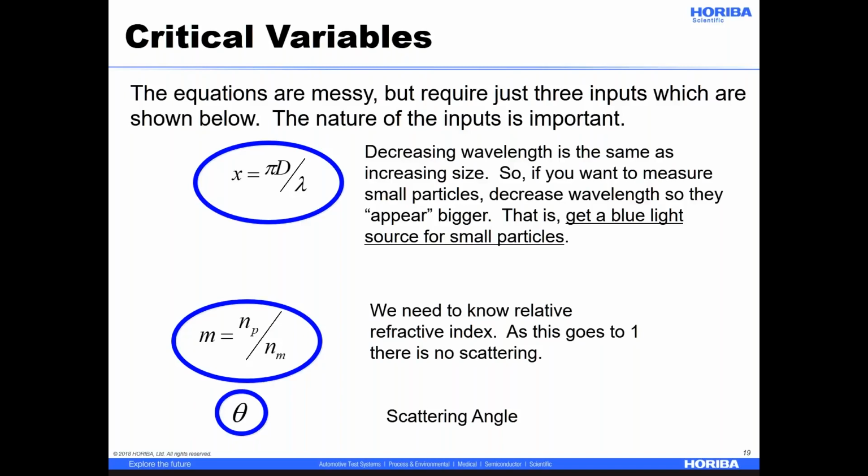As this goes to 1, the scattering declines to 0. So if you have something like glass particles in toluene, the refractive index of both is just about 1.5, and you have very, very weak or no scattering signal. And then as that ratio gets larger, you get stronger signals. And then finally, you have scattering angle.